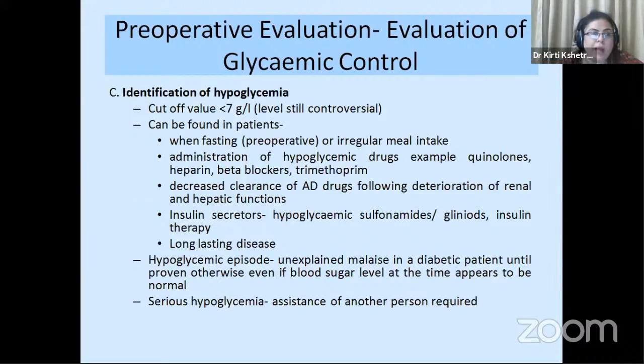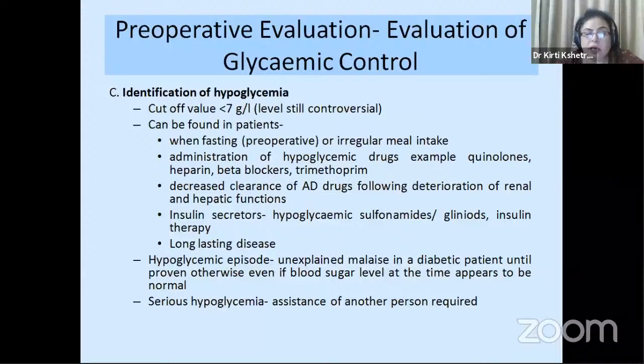Now, identification of hypoglycemia. Again, the level of hypoglycemia is still a matter of debate. Patients may not show clinical signs of hypoglycemia. They can be found in patients who are fasting preoperatively, because fasting itself is a catabolic state, and irregular meal intake, administration of hypoglycemic drugs, decreased clearance of antidiabetic drugs following deterioration of renal and hepatic function, patients who are on insulin secretors, and when the disease is a long-term one.